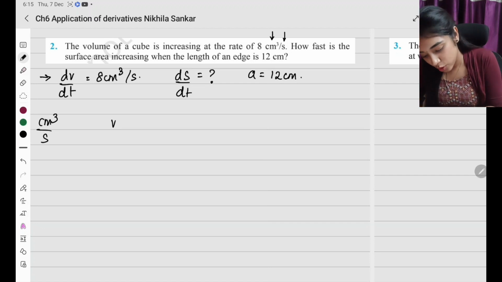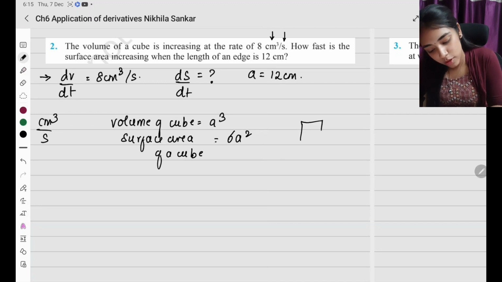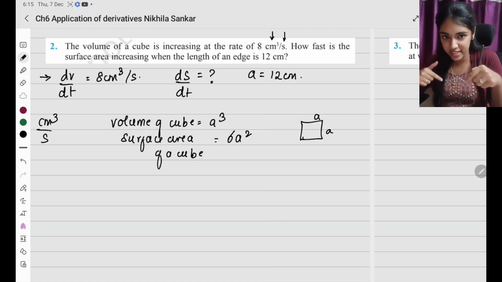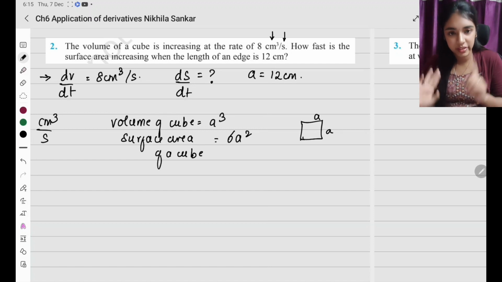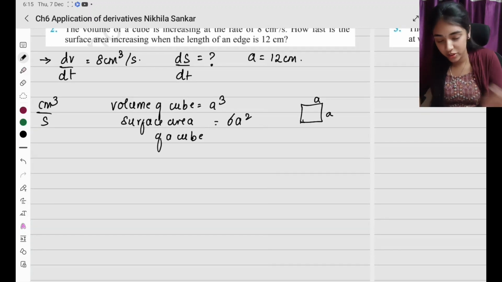Okay. So first, what all do I need? Volume of cube is going to be a cube and surface area we know. So surface area of a cube is going to be 6a square. Correct? Area of one side is going to be a into a, and in a cube I have 6 sides. So it is going to be 6a square. Okay, volume, surface area, perimeter, edge, you have to remember all of these for everything. Sphere, cylinder, cube, cuboid, cone, and whatever else there is. So everything you have to remember. Okay, square, rectangle, cube, cuboid, everything you have to remember.